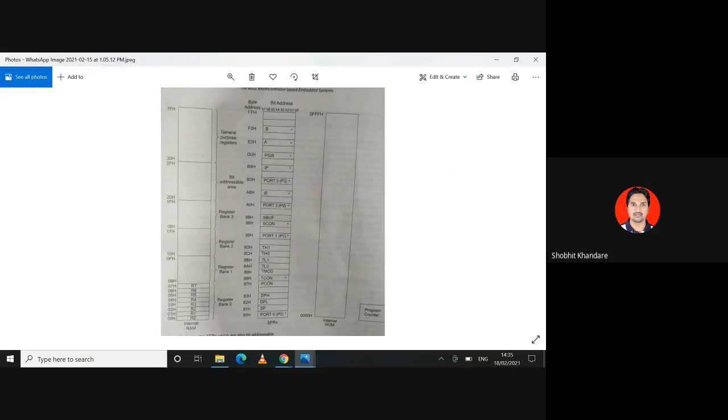Even though it is a special function register, it is not included in the second column, it is separate, only because the program counter does not have a byte address. So there is no place for it in the second column. Other than the program counter, you have all the 20 remaining SFRs available in the second figure. So I think with this we have completed.